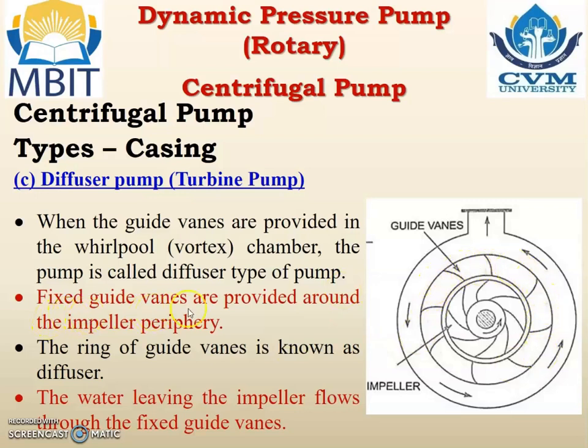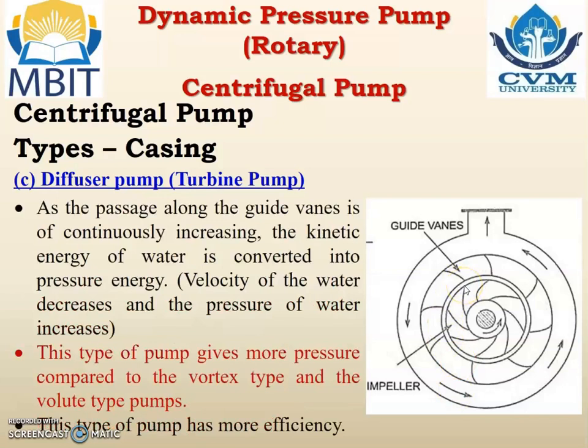The fixed guide vanes are provided around the impeller periphery. The ring of guide vanes is known as the diffuser. So this is known as the diffuser. The water leaving the impeller flows through the fixed guide vanes. So whatever water comes out from the impeller at high velocity now enters into the guide vanes.